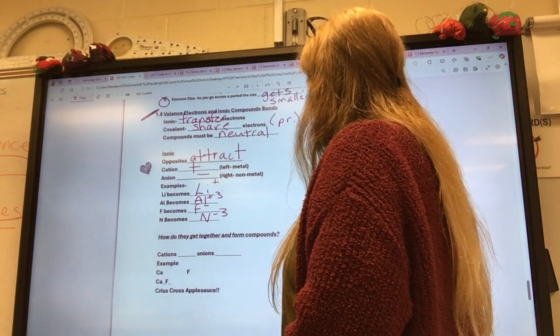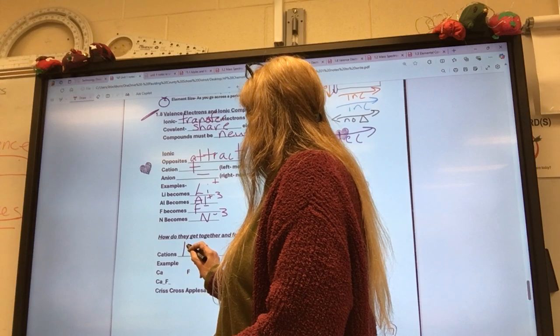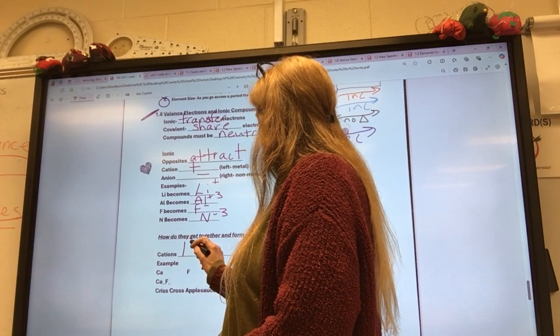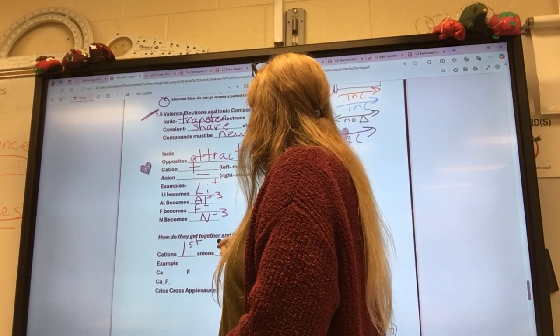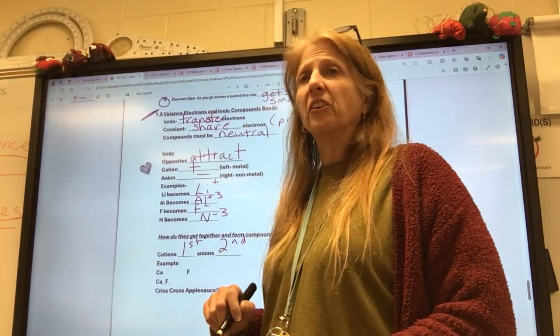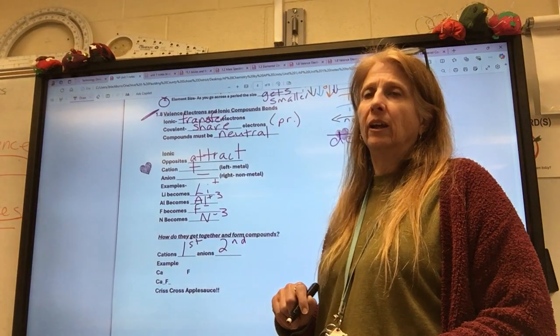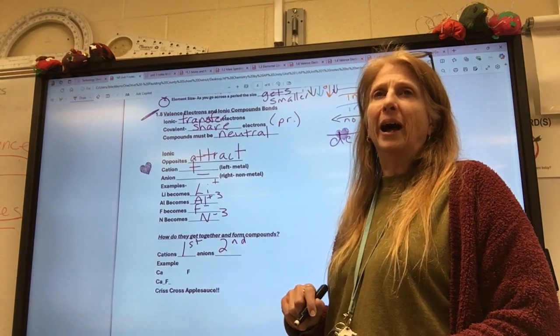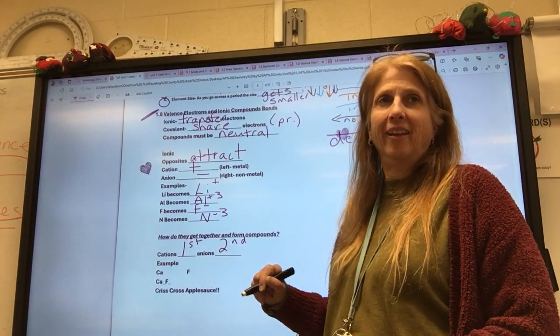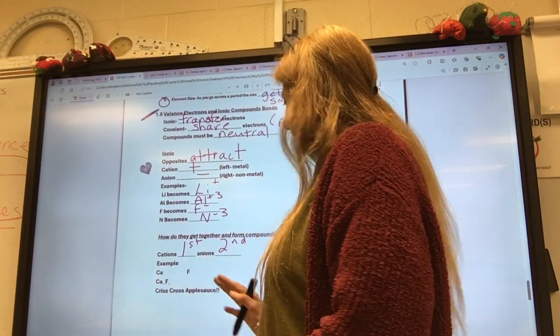Now, how do they get together and form compounds? Cations are always going to be written first in your compound name, and the anions will be second. That's just a little etiquette. So you say sodium chloride, not chlorine sodiumide, right? That sounds all wrong. So it's just cations first, anions second, little thing like that.